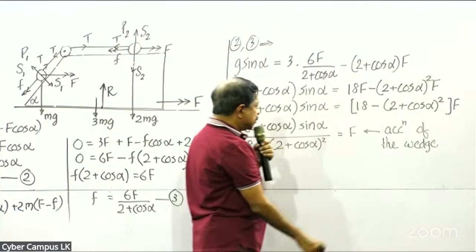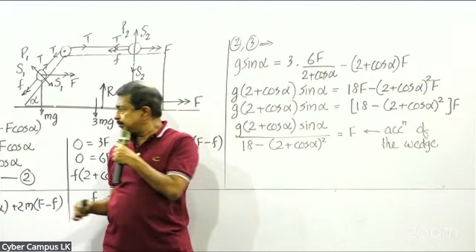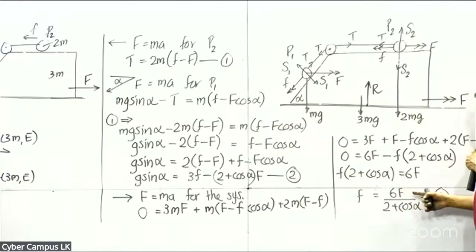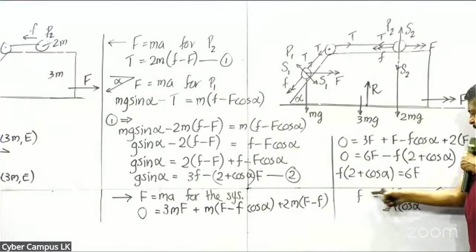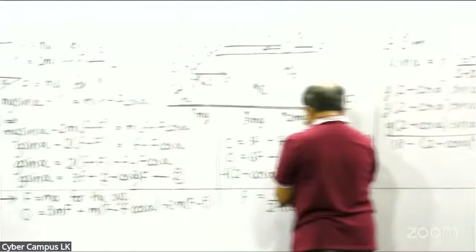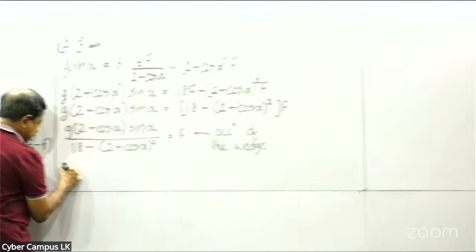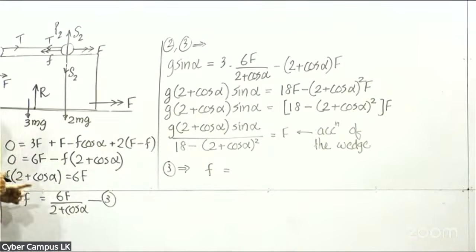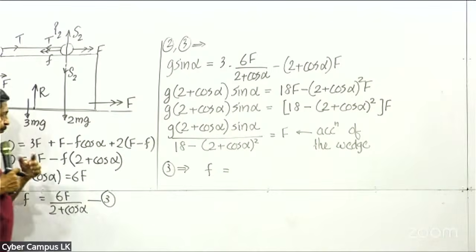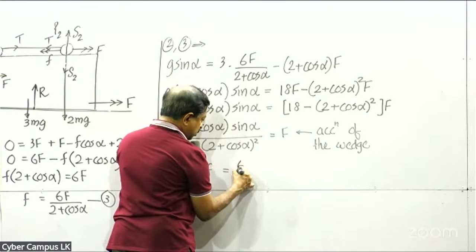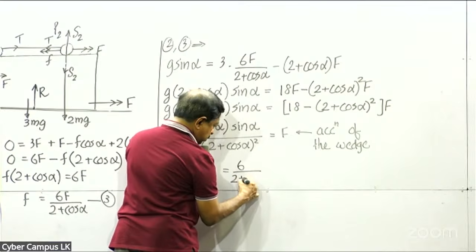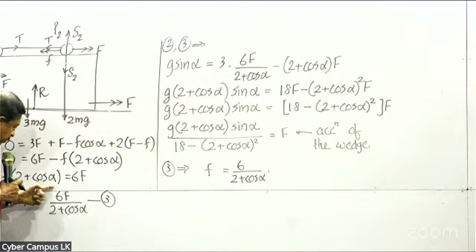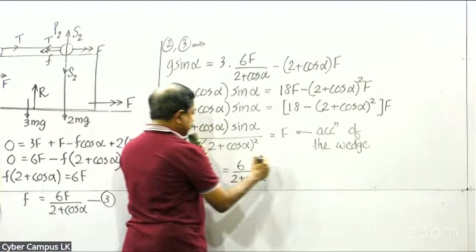Now you have the acceleration of the wedge. Now with that, if you use this equation again, now we know what capital F is. Then you get simple F, that you substitute capital F there. Now from equation 3, simple F is, okay, 6 over 2 plus cos alpha times capital F.